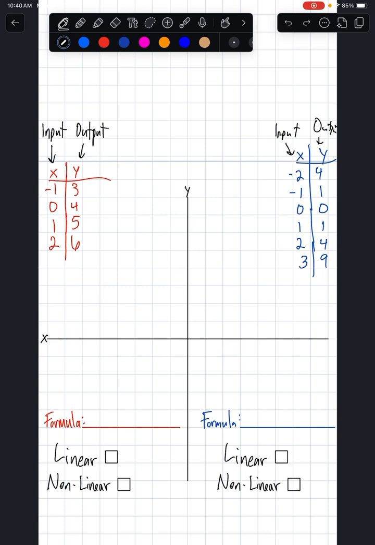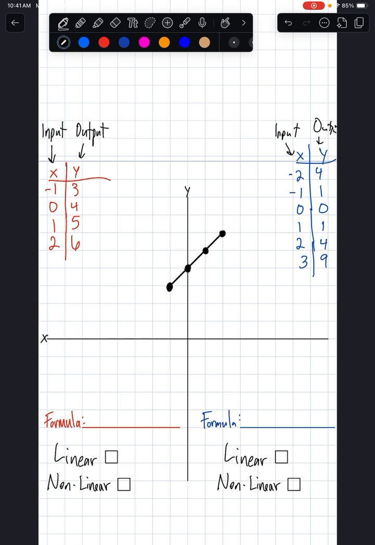So we know that at 0x we have 4. So that's where we're going to start our graph. And actually I'm going to back up there. There we go. And then at negative 1x we have 3. So we'll go 3 here. And at 1x we have 5. So that'll be right here. At 2x we have 6. And so on and so forth. Okay? So here's our line.